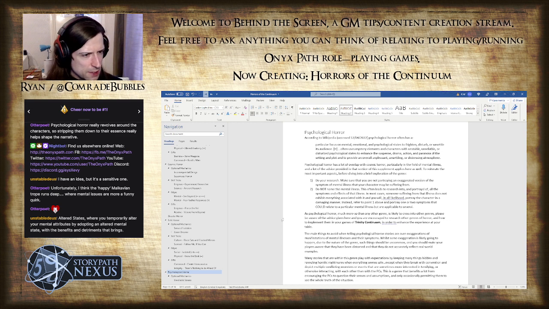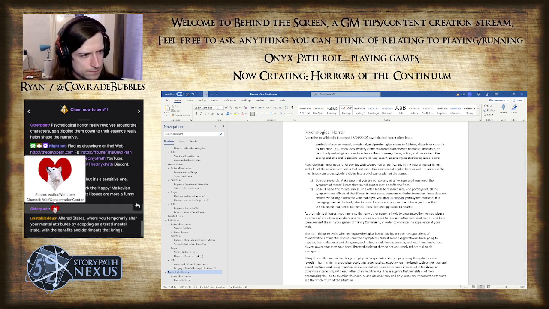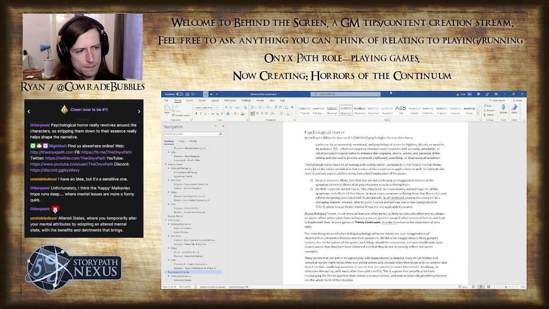Altered states are temporary: alter your mental attributes by adopting an altered mental state, with the benefits and detriments that brings. I was just trying to make that bigger, and that is a great emote. That's definitely something I consider unstable. That's more of an edge, like being receptive to an altered state. I'm also trying not to name things in a way that relies on tropes. Because I've got an idea, I could easily name it The Whispers, because it is kind of playing on auditory hallucinations, as a further evolution of unreliable senses.